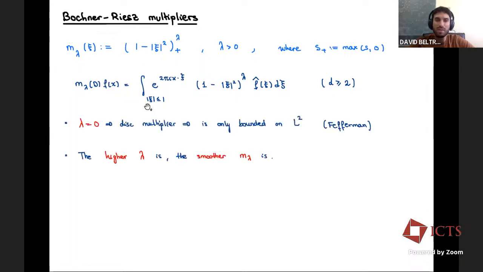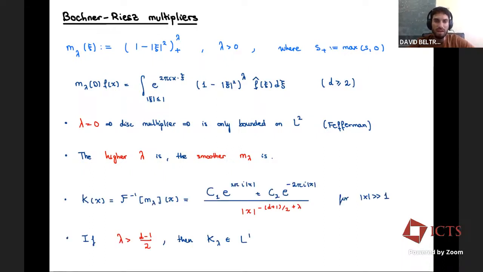When λ is equal to 0, we know that this corresponds to the disk multiplier, and then when dimensions are 2 or higher, the Bochner-Riesz are going to be interesting objects. The counterexample of Fefferman tells us that the only possibility for λ equal 0 is this being bounded on L2, which is the trivial bound. And λ is quantifying smoothness. So the higher λ is, the smoother the multiplier gets, as the ball multiplier starts to get regularized. And then we want to quantify L^p bounds in terms of the smoothness parameter λ.